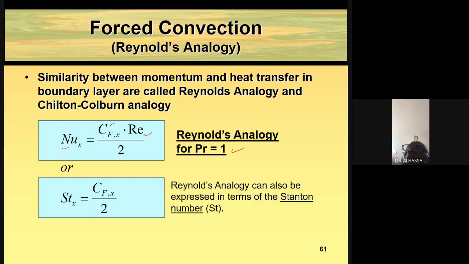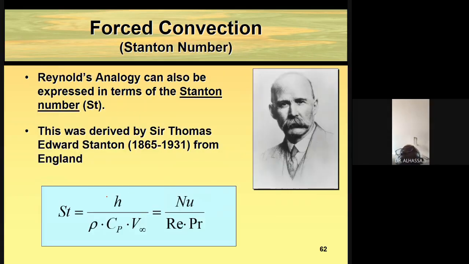On the other hand, Stanton also made a modification of this equation and came out with this equation: the Stanton number equals CF divided by 2. Another expression of the Stanton number is given by this. So the Stanton number equals the heat transfer coefficient divided by Cp times rho and then the velocity of the free stream. And again, this equals Nu divided by Re times Pr.